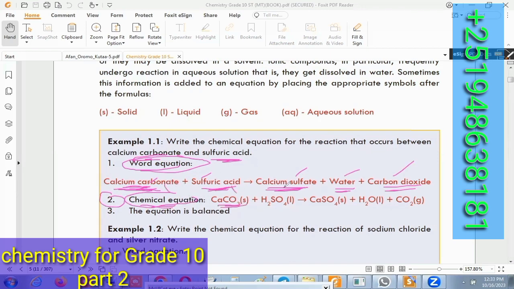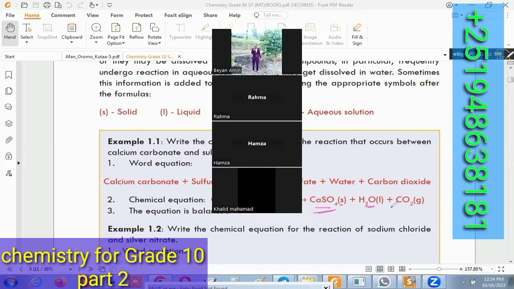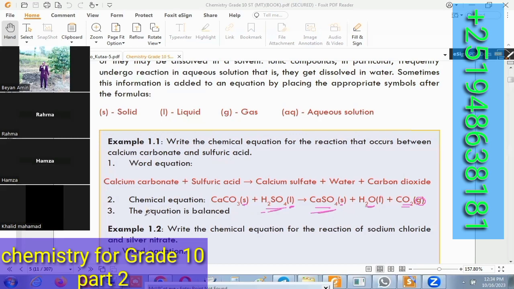Writing the symbols and the formulas for each group. Calcium carbonate is CaCO3 in the form of solid, sulfuric acid in the form of a liquid, calcium sulfate in the form of solid, water in the form of liquid, and carbon dioxide in the form of gas. Finally, you have to write the equation in a balanced form. This equation, as we can see, is already balanced.